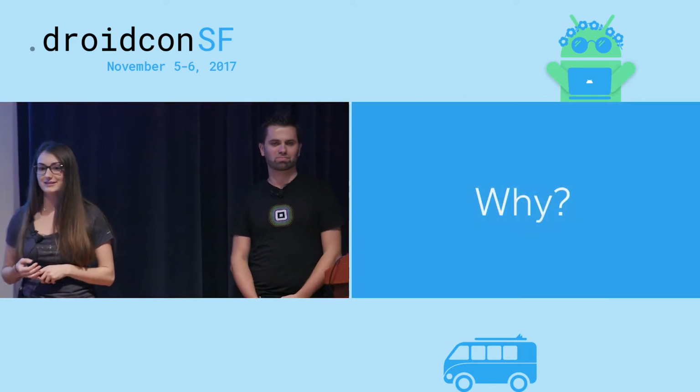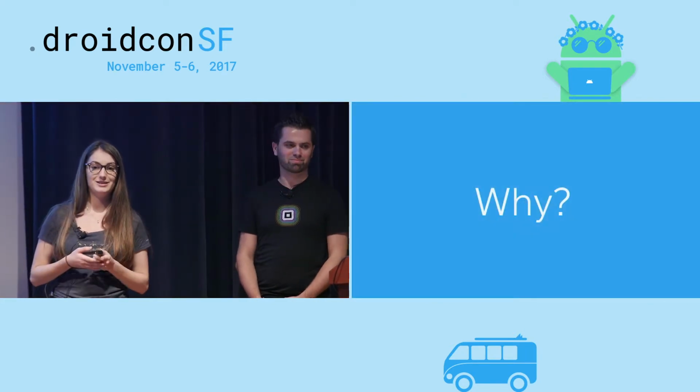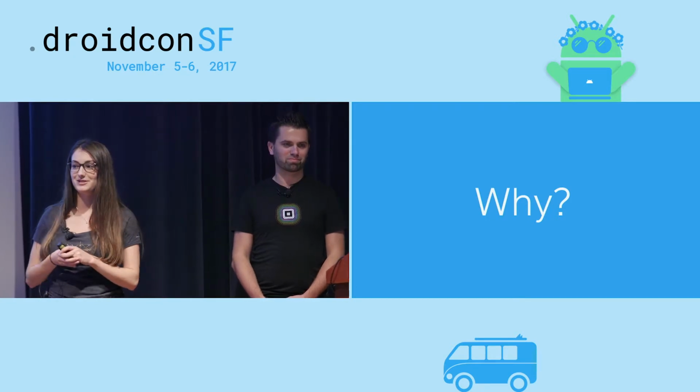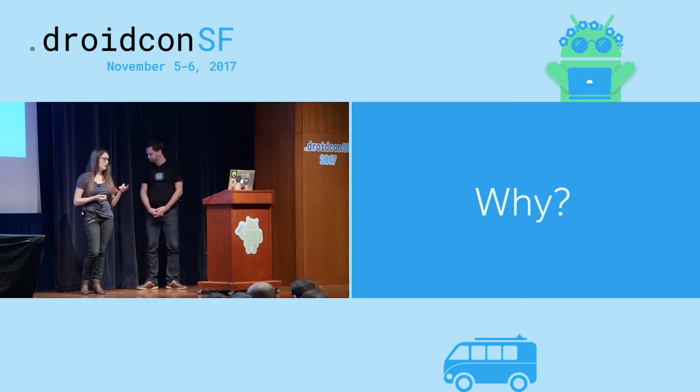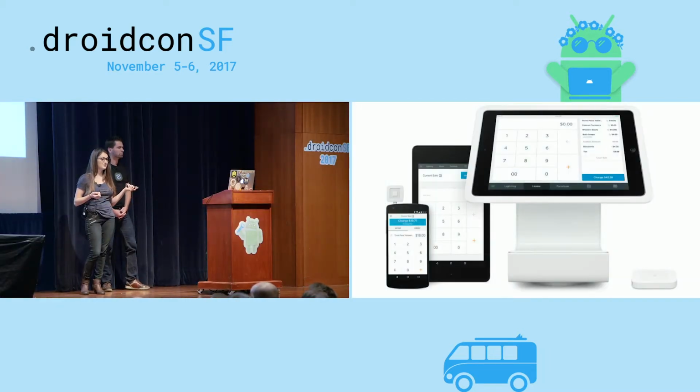So why are we doing this? Once upon a time, Square only had one product, right? You've probably all seen it. It's a little credit card reader that plugs into your phone and you take payments. But eventually, we built a whole suite of products around this.